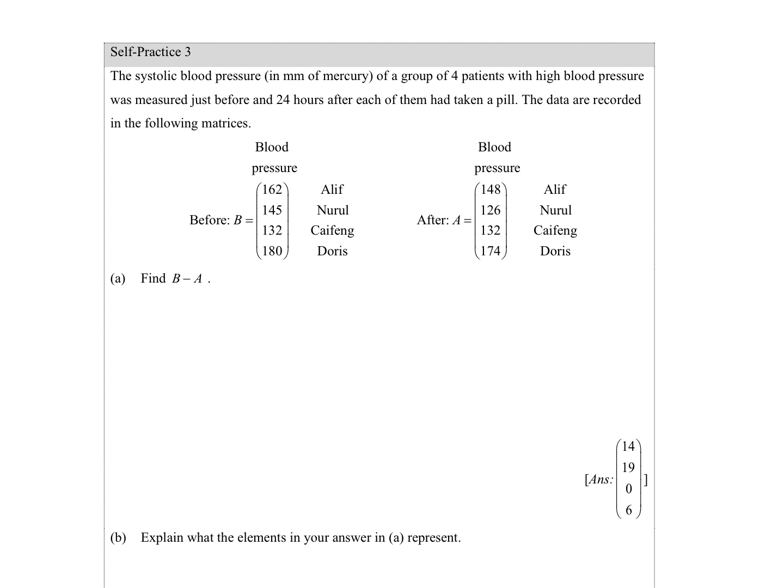Okay, the systolic blood pressure of a group of 4 patients with high blood pressure was measured before and 24 hours after each of them had taken a pill. So this is at the start. Okay, this is at the end after taking the pill. So they say, can you subtract? So we just do a subtraction. So it is 14. Then this one is what? 19. 0. No change.